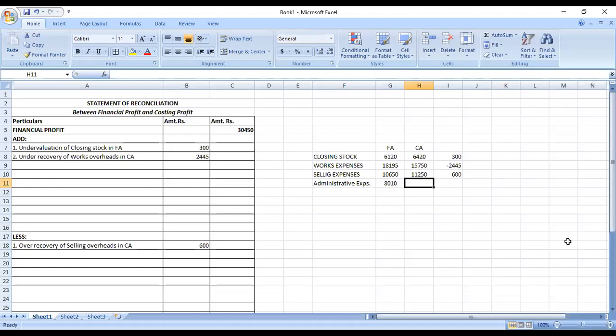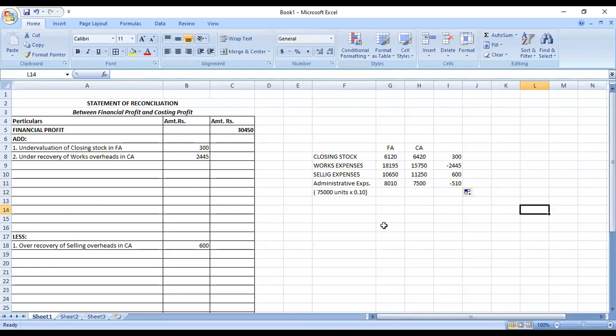0.10 per unit means what, students? What is the selling? How many units are sold? 75,000 units, right? Units into 0.10. How much will 0.10 come to, students? 7,500. Therefore, what is the difference? 510. The difference is 510.